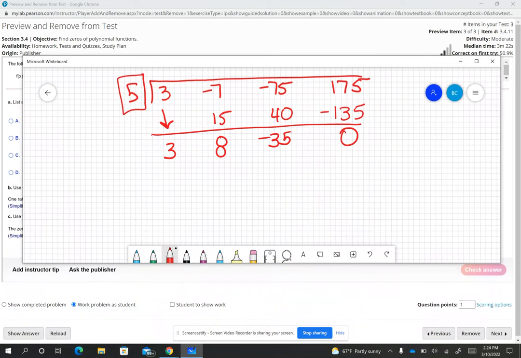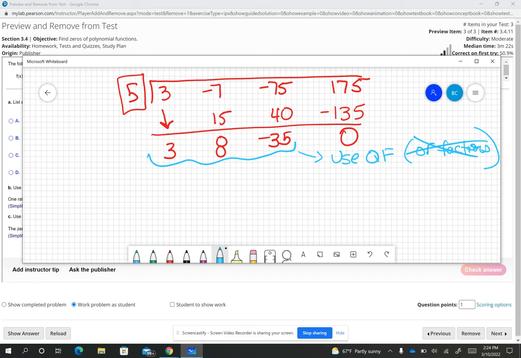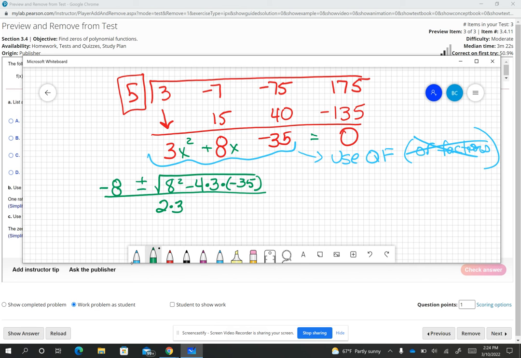So now what do I do? Now I'm going to take these numbers and use either the quadratic formula or factoring. If it'll factor, it looks pretty big. I think I'm going to use the quadratic formula to get my other answers. So here we go, quadratic formula. So this is 3x squared plus 8x minus 35. I'm going to set it equal to 0, so negative b plus or minus the square root of b squared minus 4 times a times c, all over 2 times a.